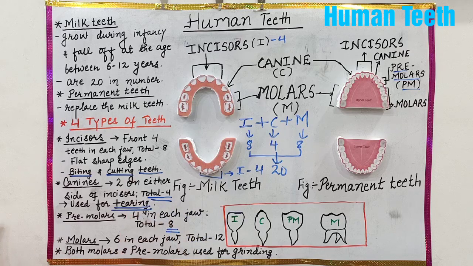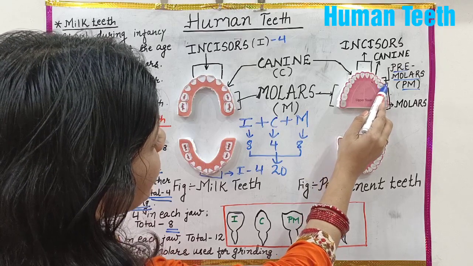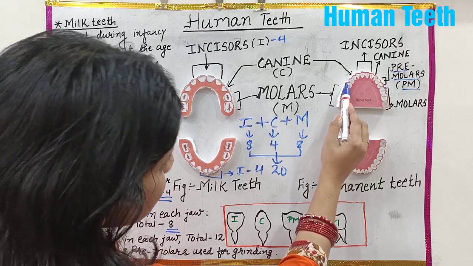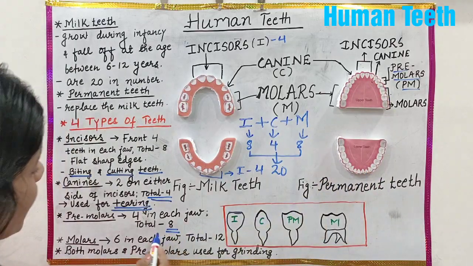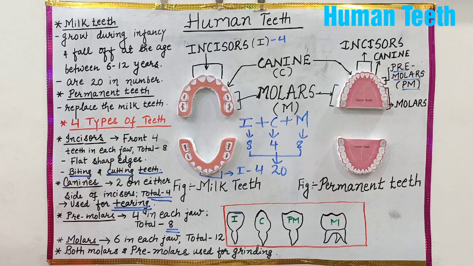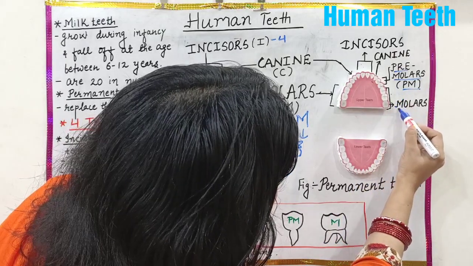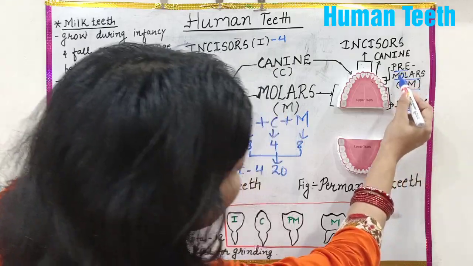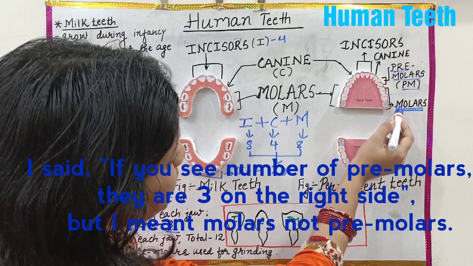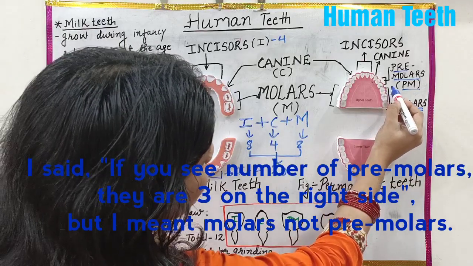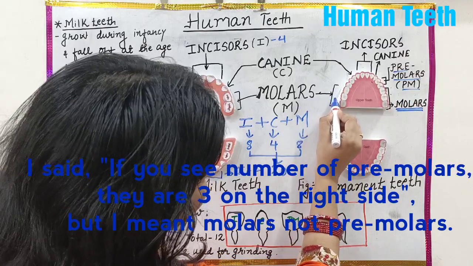So, if you come to the number of premolars, there are 4 in each jaw, means 2 on the right side and 2 on the left side adjacent to the canine, and in the upper jaw 4 and in the lower jaw 4. So, there are total of 8 premolars. Now, if you see the last teeth, these last teeth are the molars, and premolars are coming before the molars. That's why the name is premolars. So if you see the number of molars, there are 3 on the right side and there are 3 on the left side. These are the molars.